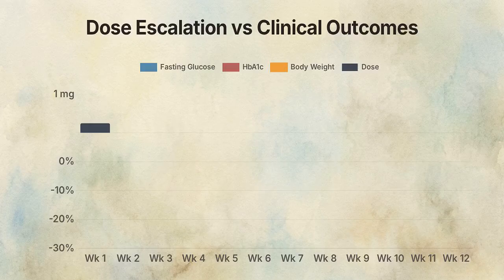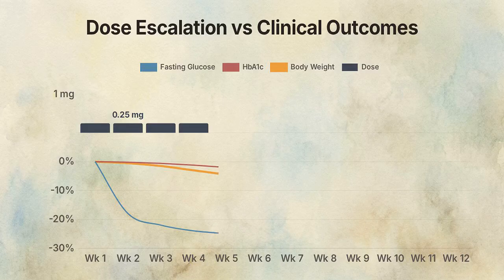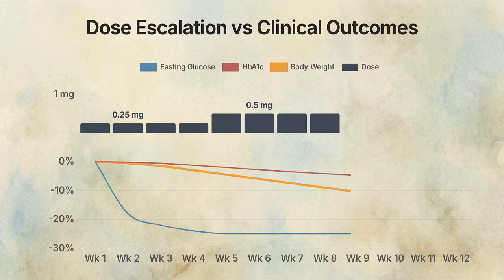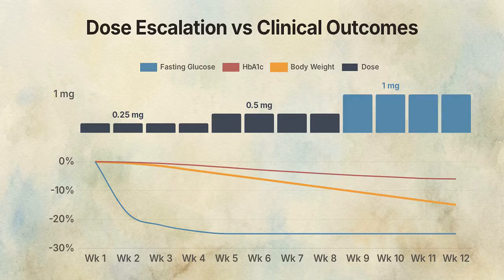While fasting glucose may drop early in treatment, full HbA1c reductions and weight effects take several weeks to materialize. To manage this accumulation, prescribers titrate doses upward gradually, ensuring patient tolerability to the systemic effects.